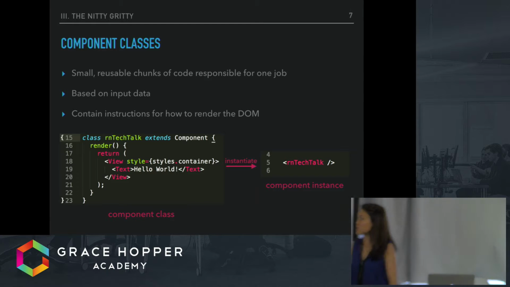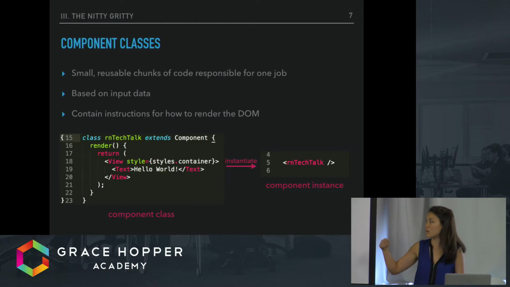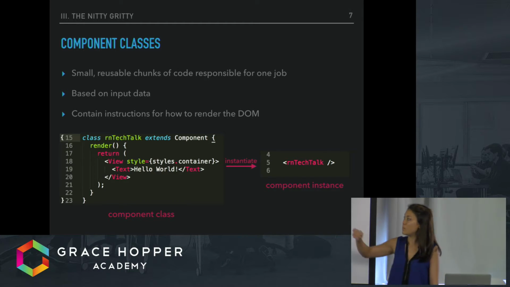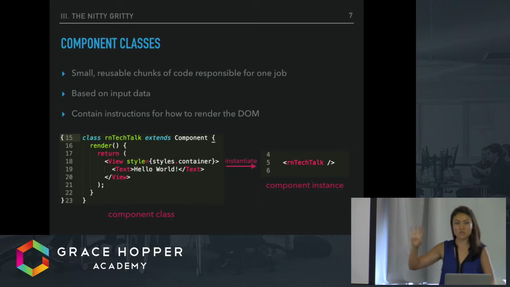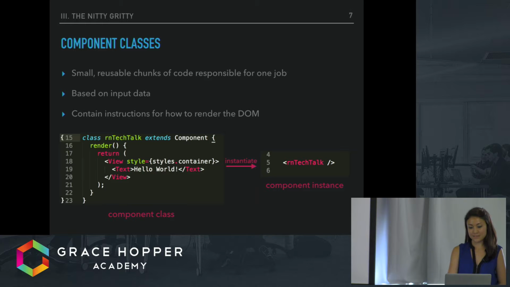An important thing to remember is that these tags that look like HTML tags are JSX elements, and they are themselves different component classes in React Native. View, Text, Image, all of those are actually built-in classes to React Native, which is really awesome because it gives you a lot of functionality that you don't have to write yourself, and you can then focus on creating your own different component classes, like my RN Tech Talk component class.